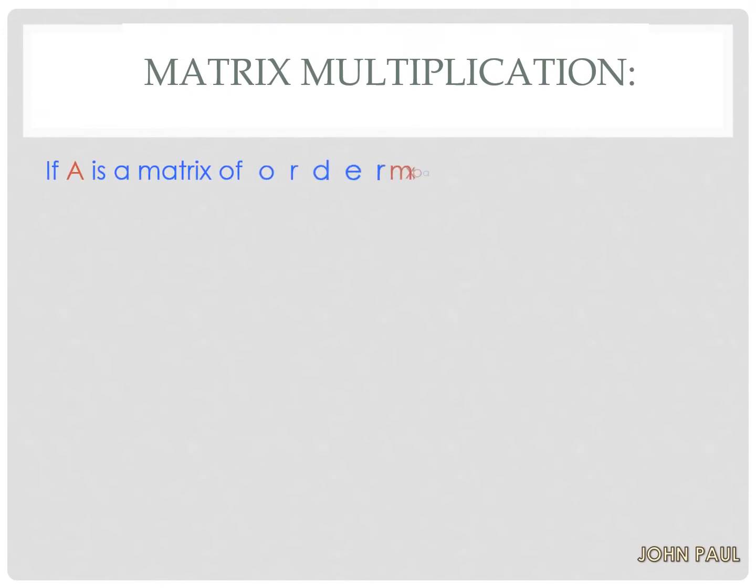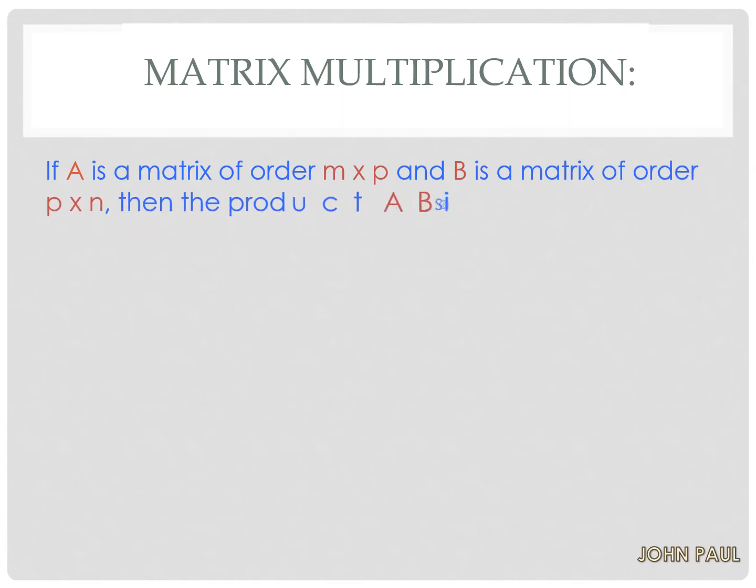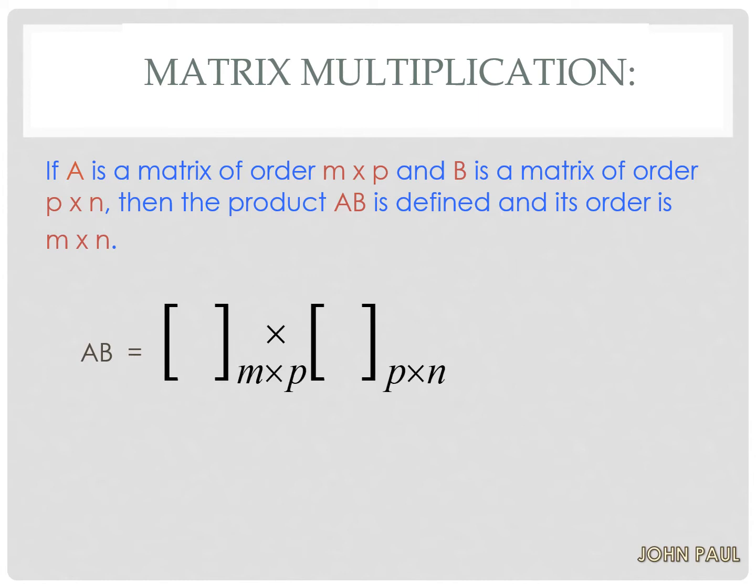If A is a matrix of order m by p and B is a matrix of order p by n, then the product AB is defined and its order is m by n. That is, we'll take matrices A and B. A is of order m by p and B is of order p by n.